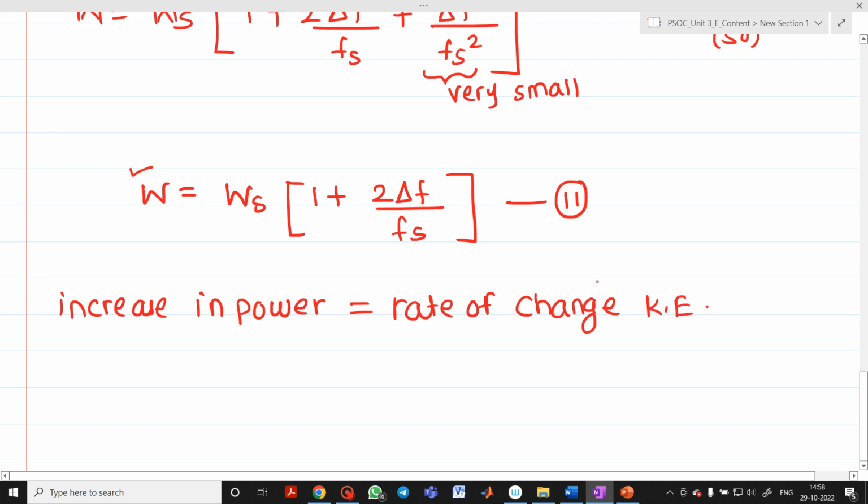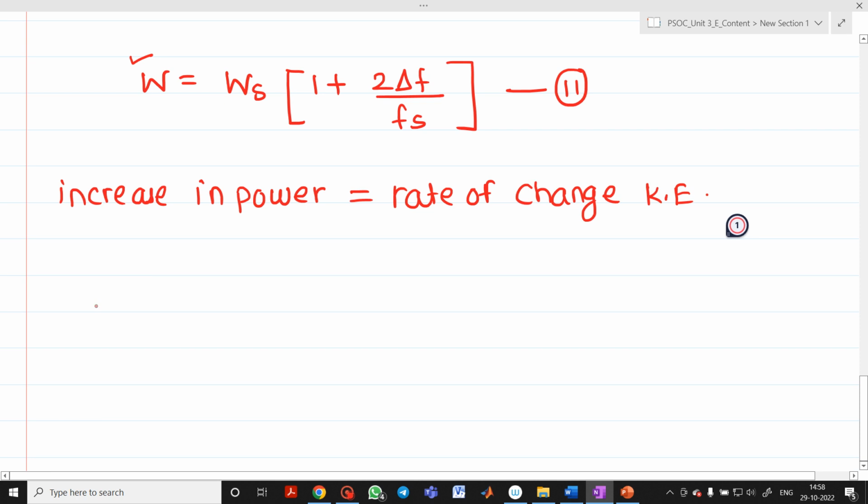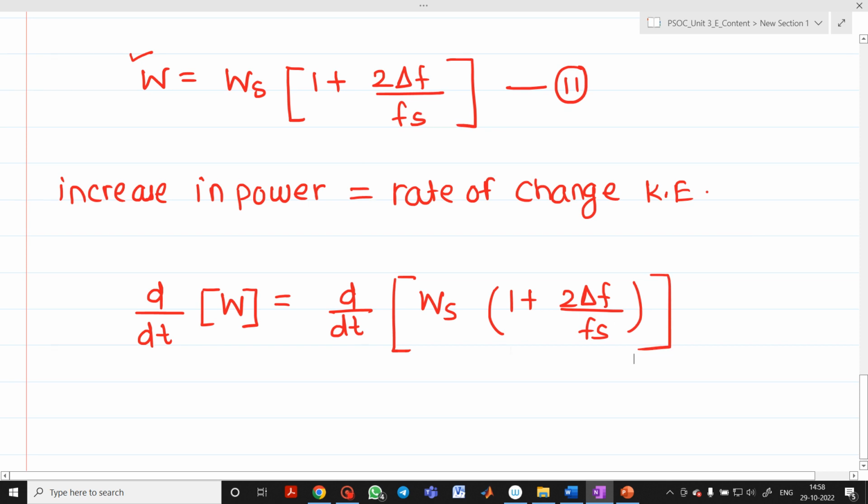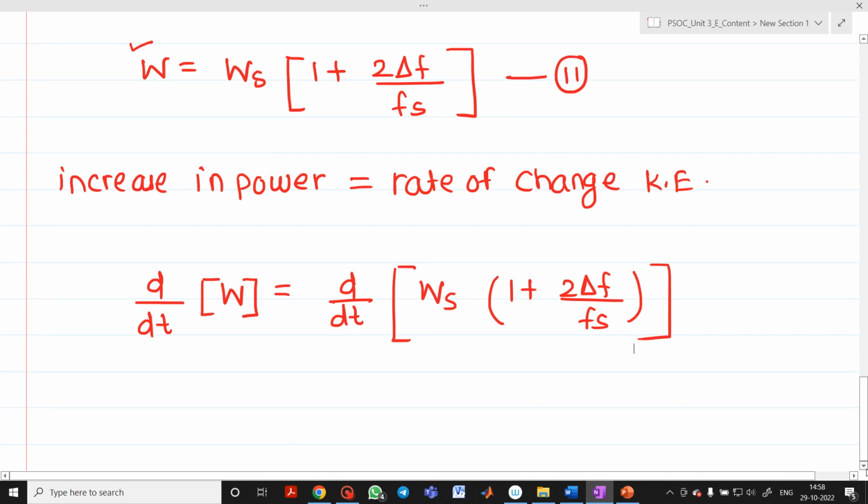How can I write the rate of change mathematically? We can write it as d by dt. So from equation 11, d by dt of W will be equal to d by dt of the right hand side term, which is Ws into bracket 1 plus 2 into delta F upon Fs. So let's solve this.